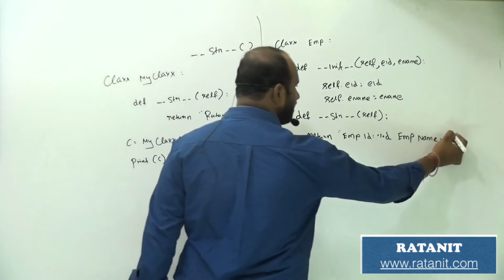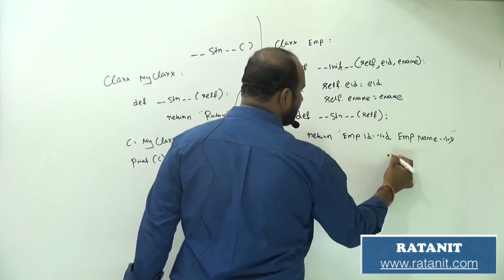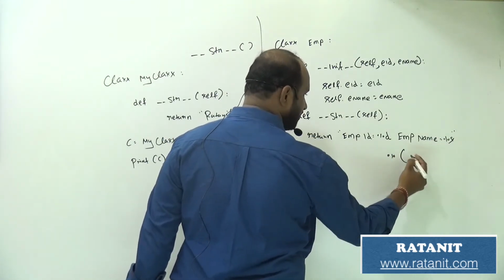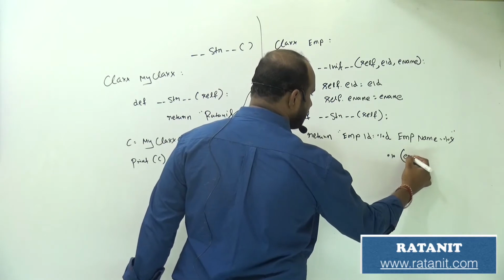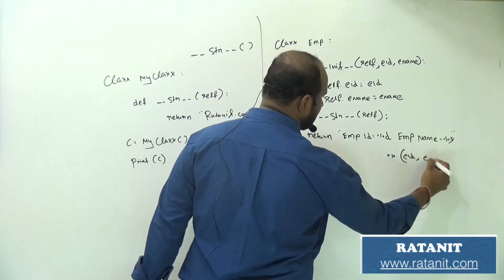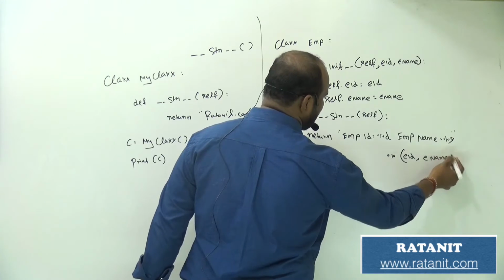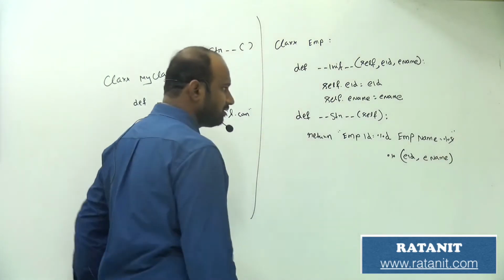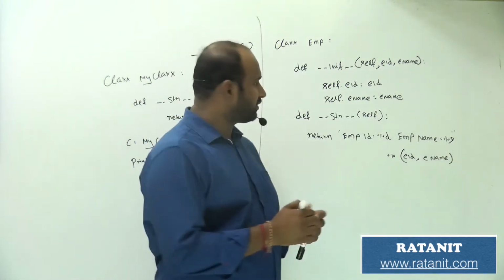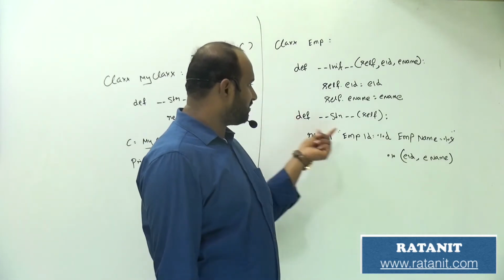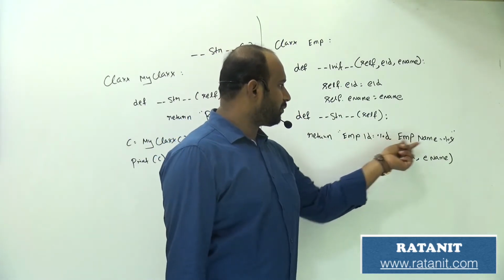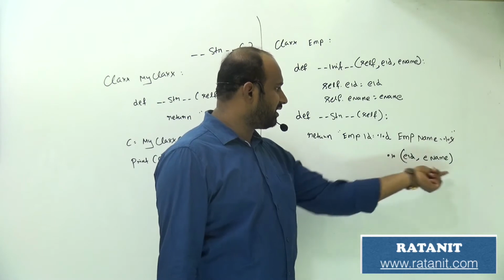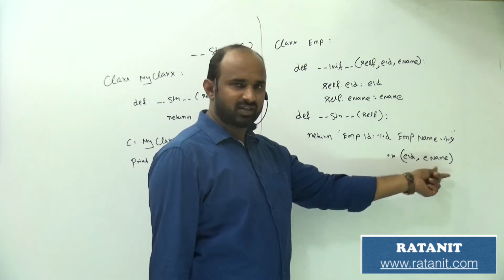To substitute these values, we have to use the percentile. Percentile of what? Here you have to go for the EID. Next one is what? E name, right? I hope you know these points, right? What I'm saying here: to return the string data, employee ID percentile D, employee name percentile S, percentile EID and E name, right? That's it.